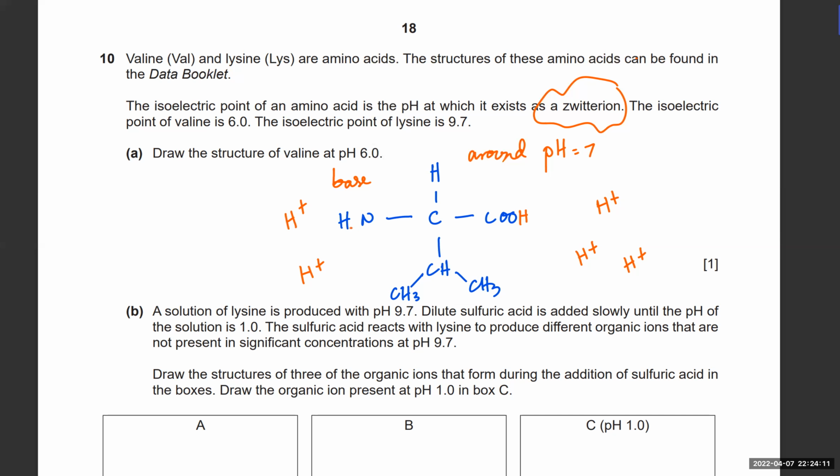So in that case, this side would become a positive ion and the other side would not be able to lose H plus 1. Is that clear?